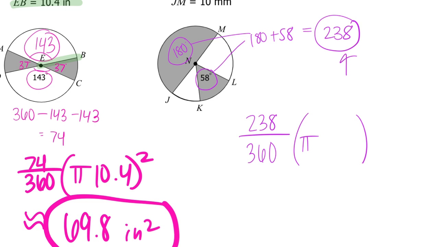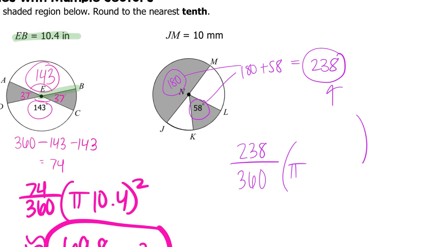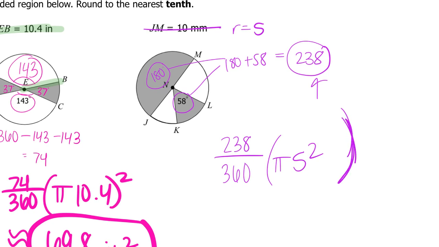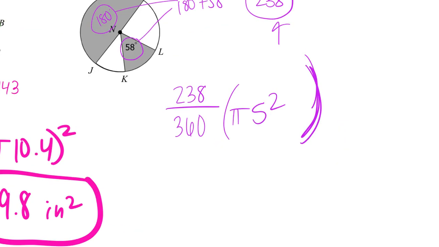Let's see if we have the radius. They're telling us that JM is 10. That's the whole thing. So that's not the radius. That's the diameter. The radius would be 5. So we can do pi 5 squared here. And then you just type that in your calculators, and you will have your area. Okay, so that should be about 51.9.